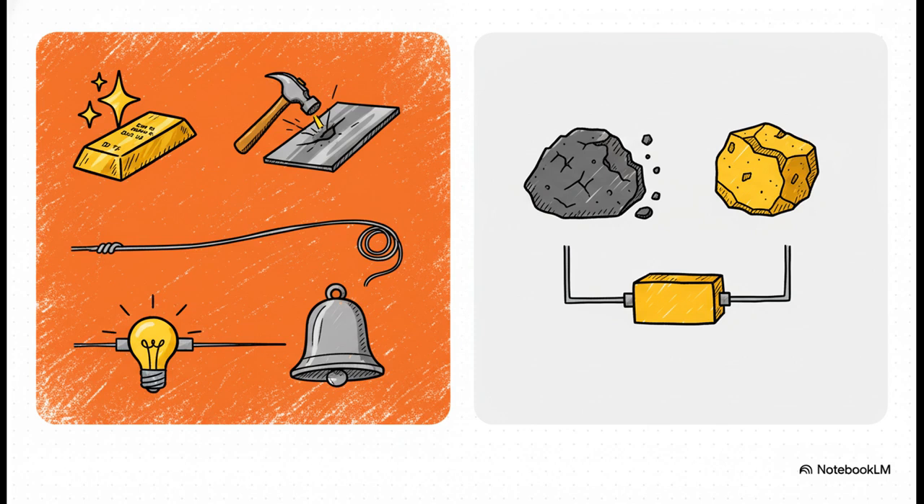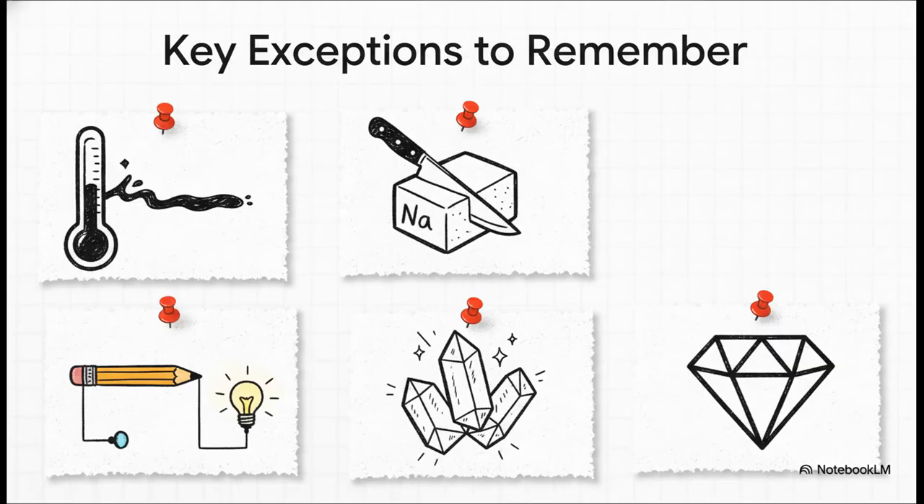Nonmetals, as you can see on the right, are pretty much the opposite in every way. Now, this slide is extremely important. This is where examiners love to ask questions, the exceptions. Mercury is a metal, but it's a liquid at room temperature. And alkali metals like sodium are so soft you could cut them with a knife. On the other side, you have iodine, a nonmetal, which is actually shiny, it's lustrous. And graphite, which is just carbon, is a very good conductor of electricity. Please make a note of these. They often appear as one-mark questions.